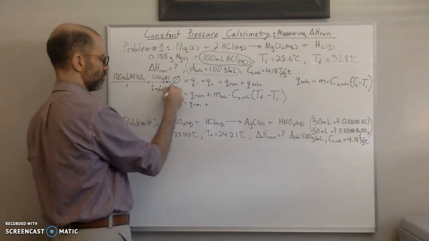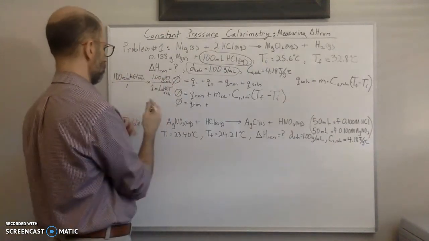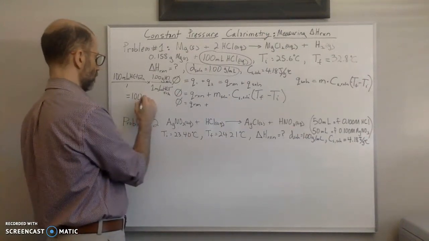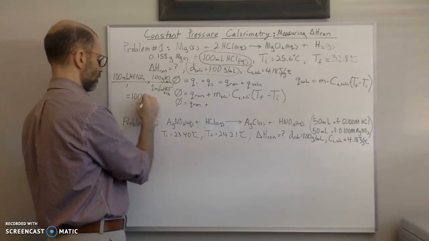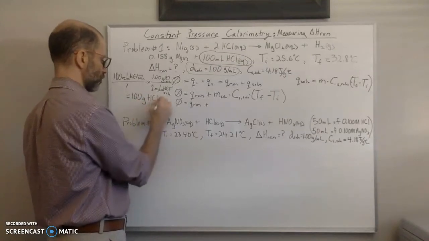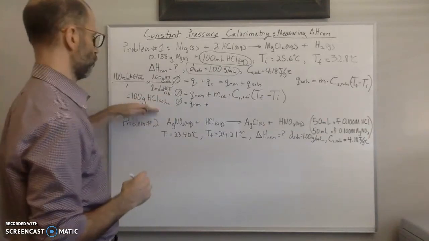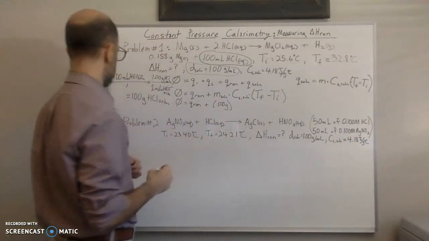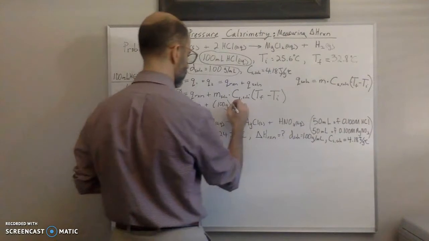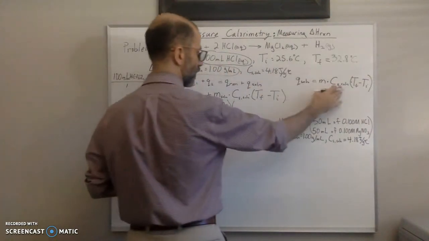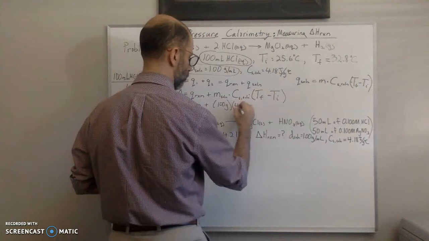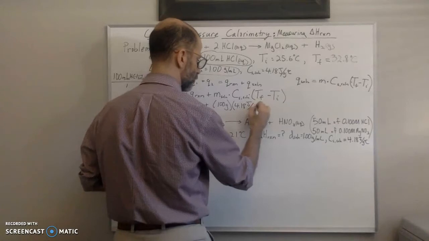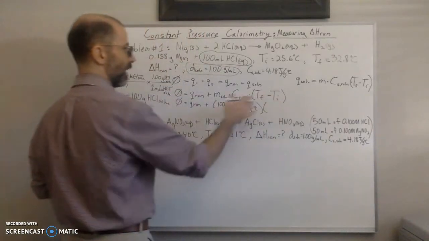So milliliters cancels out, we're left with grams, so it ends up being equal to 100 grams of HCl solution. So we're going to use 100 grams of the HCl solution multiplied by the specific heat, which is 4.18 joules per gram degrees Celsius, and then final minus initial temperature.